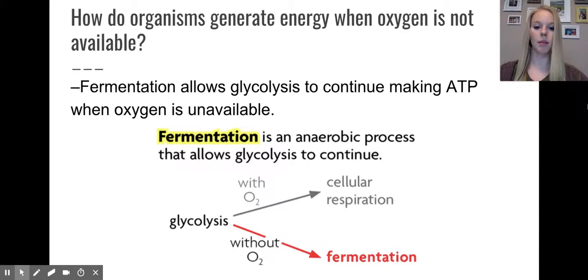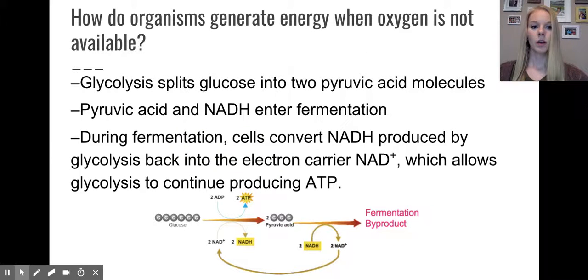Fermentation is an anaerobic process that allows organisms to generate energy when oxygen is not available by allowing glycolysis to continue. Remember that glycolysis splits glucose into 2 pyruvic acid molecules. After glycolysis, the pyruvic acid and NADH enter fermentation. During fermentation, cells convert NADH produced by glycolysis back into the electron carrier NAD+, which allows glycolysis to continue producing ATP.